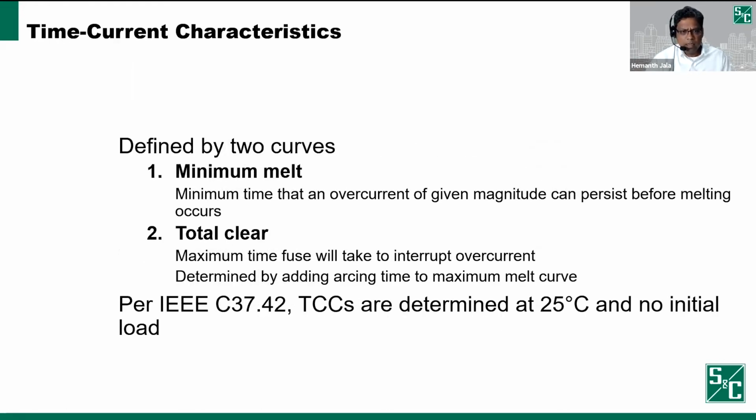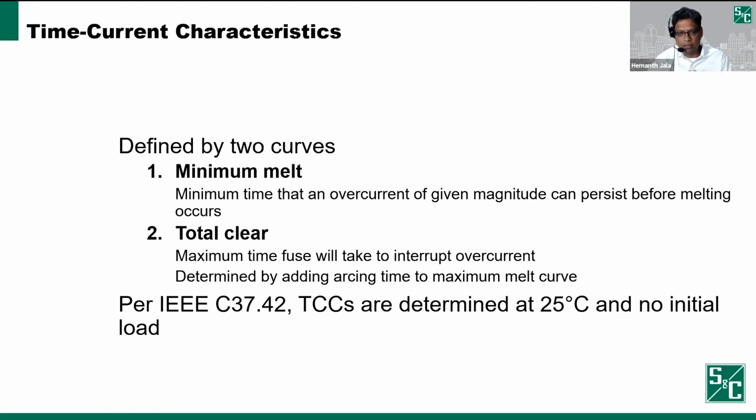We'll take a quick look at the TCCs. I know I've used the term previously, and I'm assuming you do have some level of exposure with this. TCCs, when it comes to fuses, are defined by two curves. The first curve is the minimum melt, and the second one is the total clear. Again, minimum melt is the minimum time that an overcurrent can persist before the melting of the fuse occurs. And then total clear is the total amount of time that the fuse will take to interrupt the overcurrent.